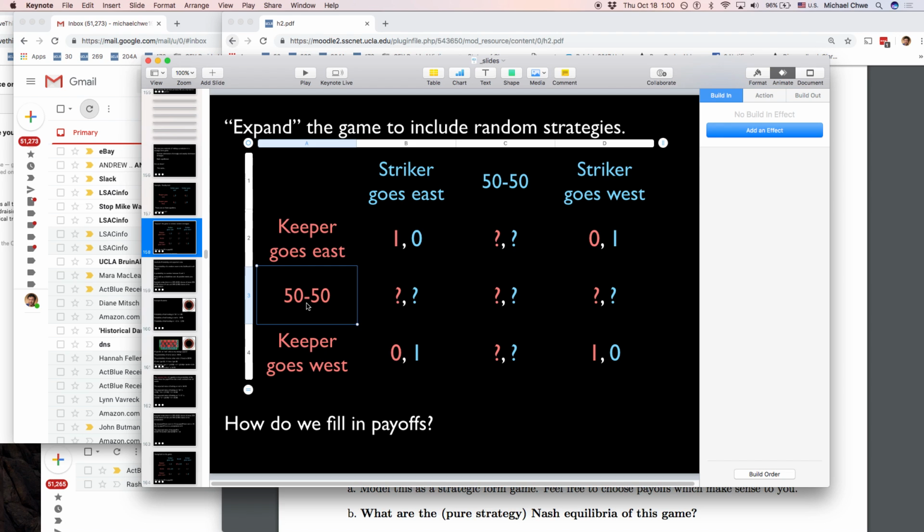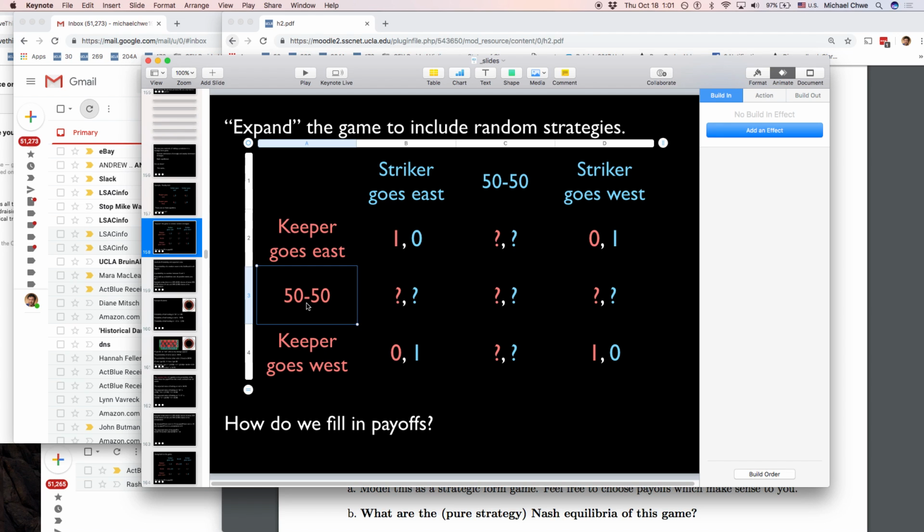For the expected values for the keeper, can you go over how you got the numbers? Okay, so this is where the keeper's going east all the time, and the striker's going half the time east, half the time west. If the keeper's going east all the time, then we're either in this cell or this cell. The striker's going here half the time, and here half the time.